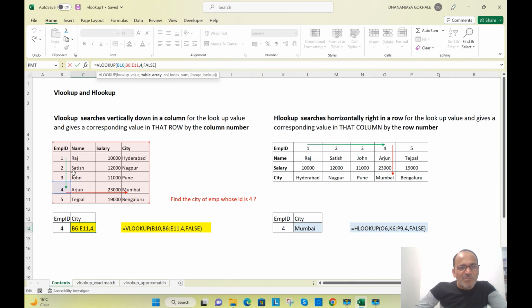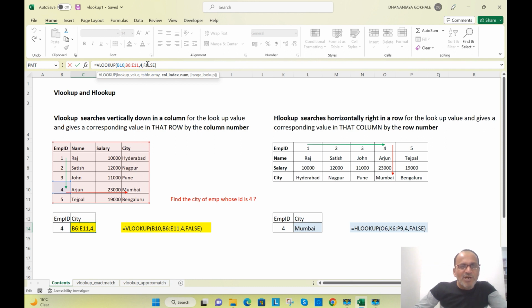That means the table in which all the answers and the lookup values lie. It is B16 to E11, and the next one is 4. 4 means the column number. Column index number means column number: column number 1, column number 2, column number 3, and column number 4. So we write 4 over here because cities are given in column number 4.